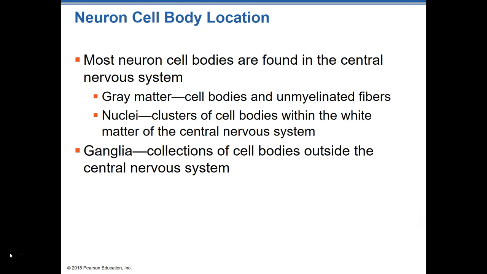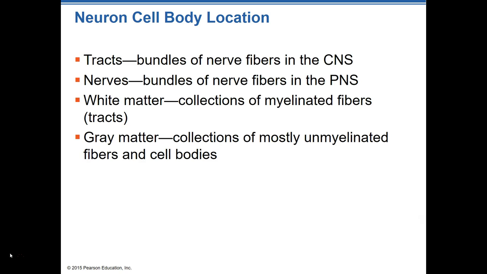Now remember, most cell bodies are found in the central nervous system, but not all of them. Oftentimes, we see clusters or collections of those cell bodies outside the central nervous system, and we refer to those as ganglia. It's usually some kind of connection point or a plexus where there's a lot of neural activity that requires cell bodies in that particular area.